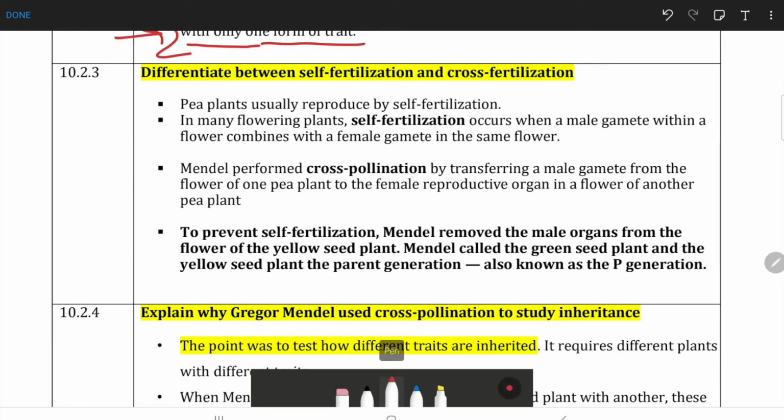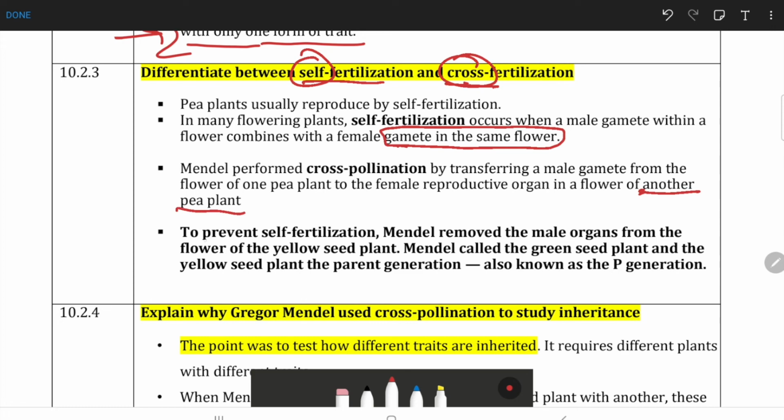Differentiate between self-fertilization and cross-fertilization. The words themselves, self and cross, show the meaning. Self means fertilization, you remember, fusion of sperm and egg. Self means within the same flower. So if the fusion of the gametes, male gamete and the female gamete, is taking place in the same flower, this is known as self-fertilization. But if they go to another flower, this will be known as cross-fertilization.